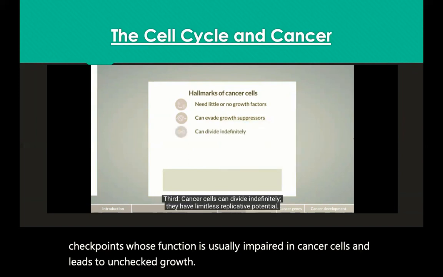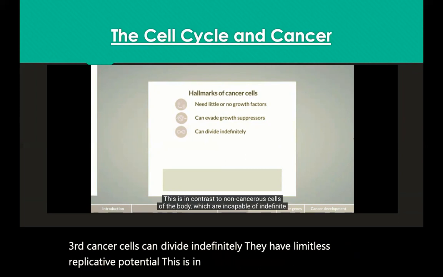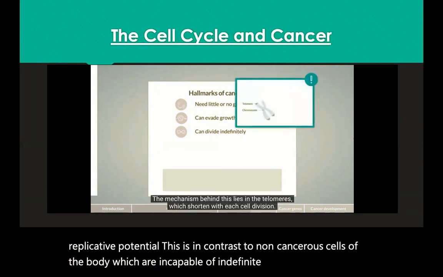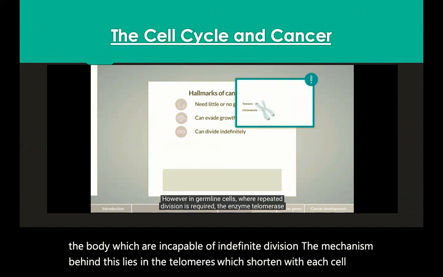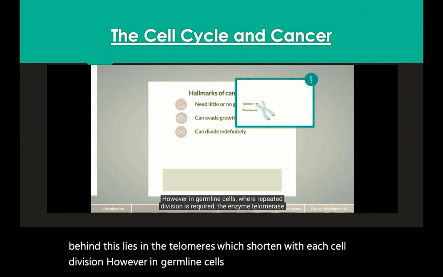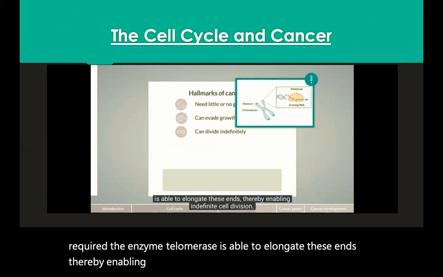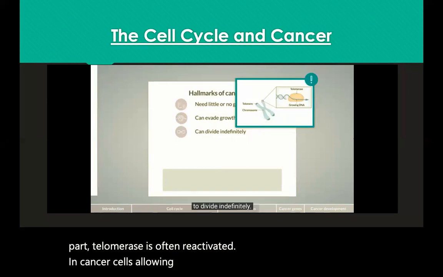Third, cancer cells can divide indefinitely. They have limitless replicative potential. This is in contrast to non-cancerous cells of the body, which are incapable of indefinite division. The mechanism behind this lies in the telomeres, which shorten with each cell division. However, in germline cells, where repeated division is required, the enzyme telomerase is able to elongate these ends, thereby enabling indefinite cell division. The interesting part? Telomerase is often reactivated in cancer cells, allowing them to divide indefinitely.